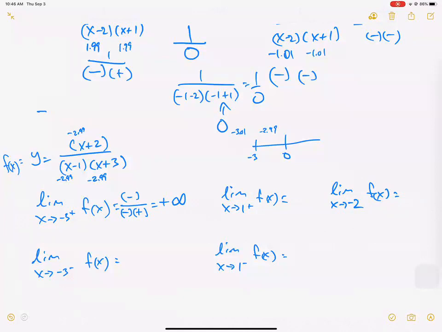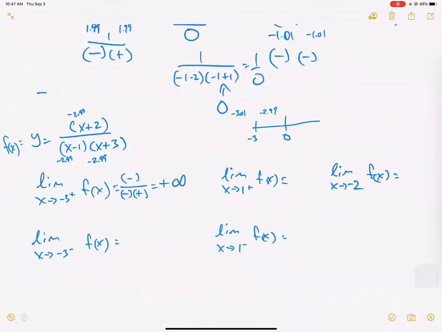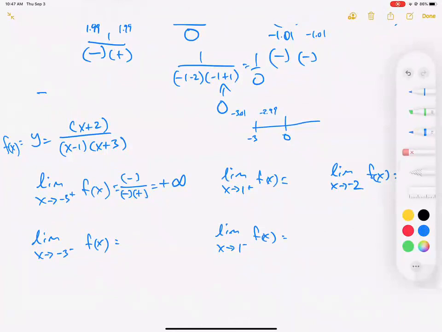We know there's a vertical asymptote at -3, so we know it's going to be plus or minus infinity. Which one is it going to be? From the right of -3, it will be positive infinity. Let's do the same thing now for the left side of -3. The left side we said was going to be something like -3.01. I would like to cue you in on something.